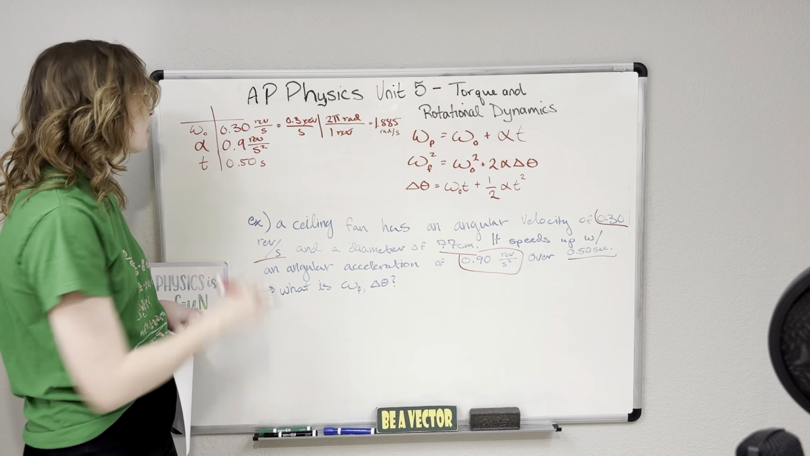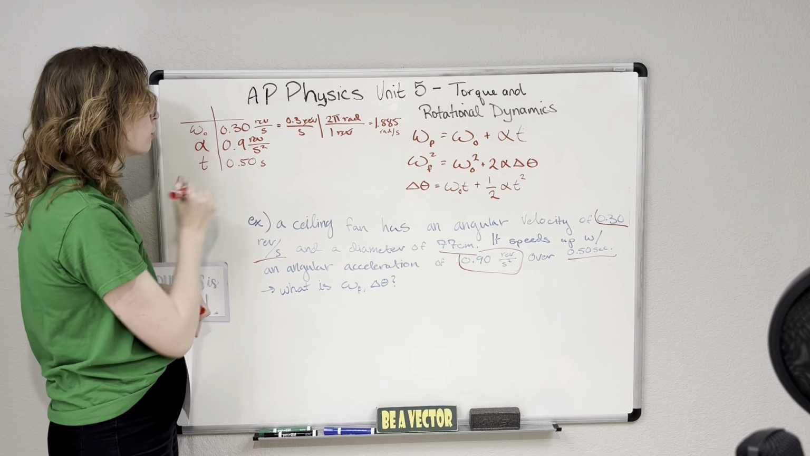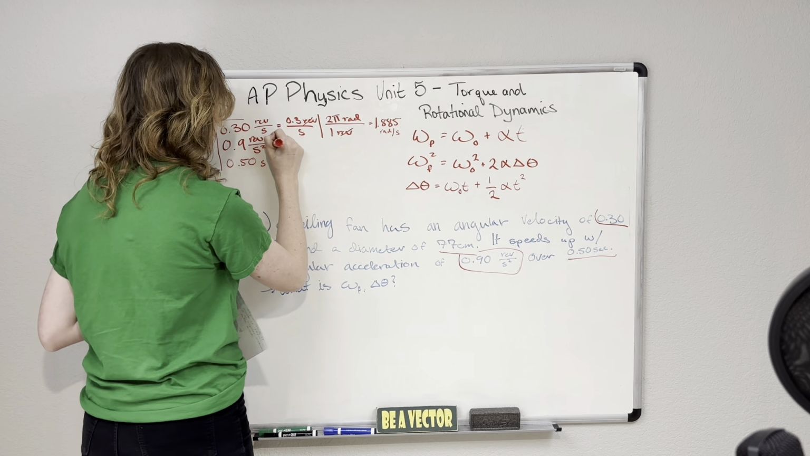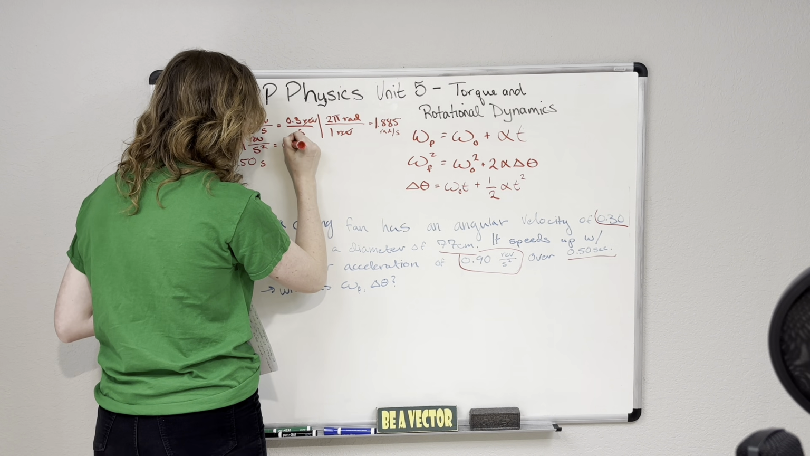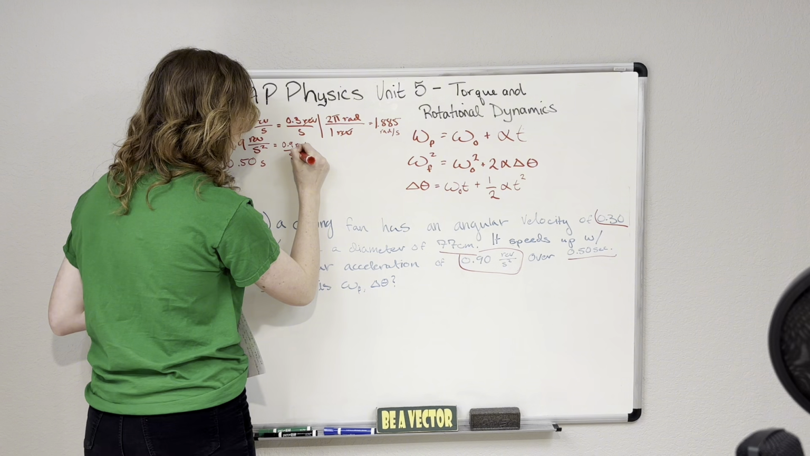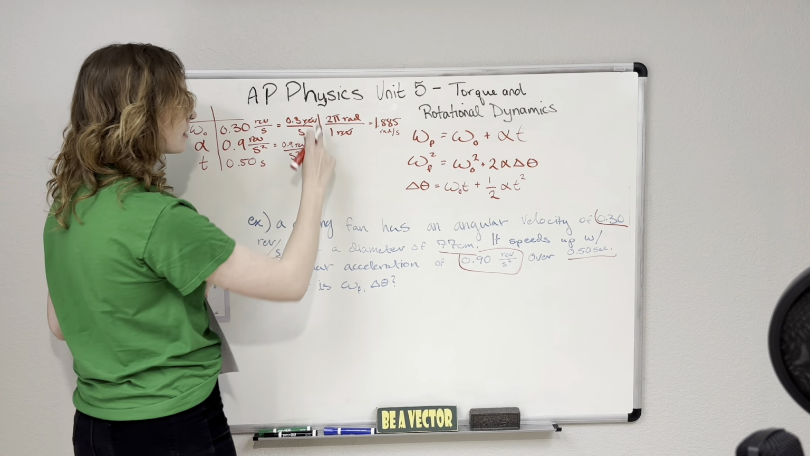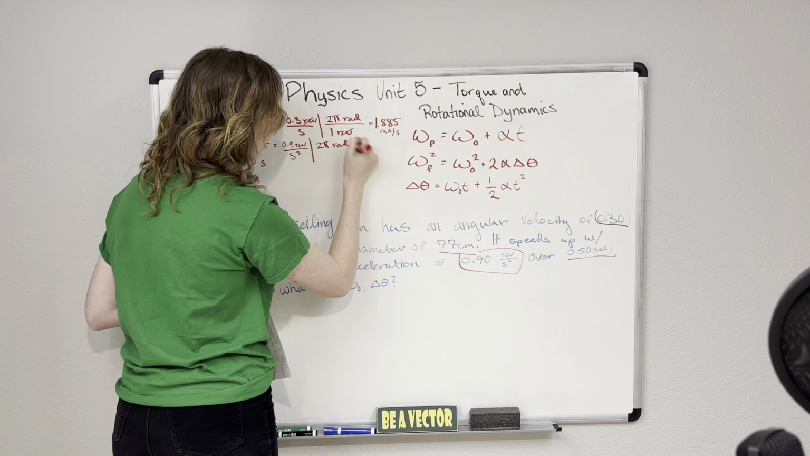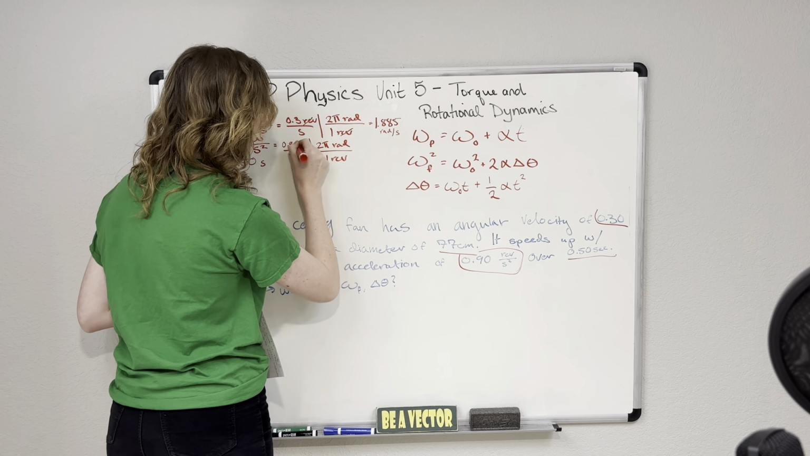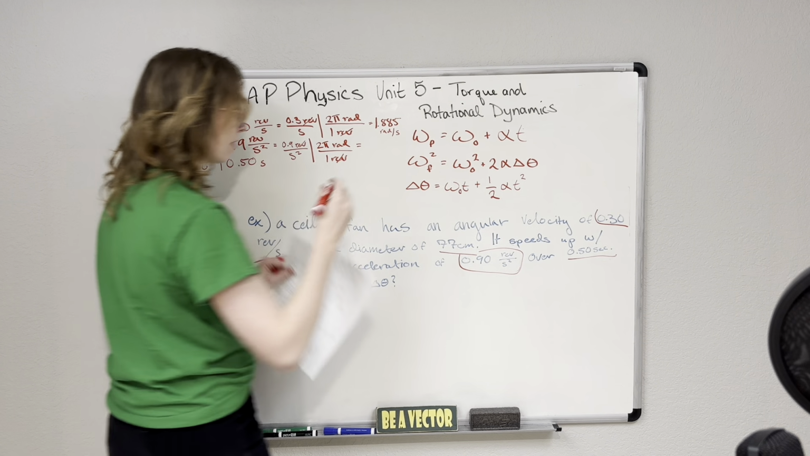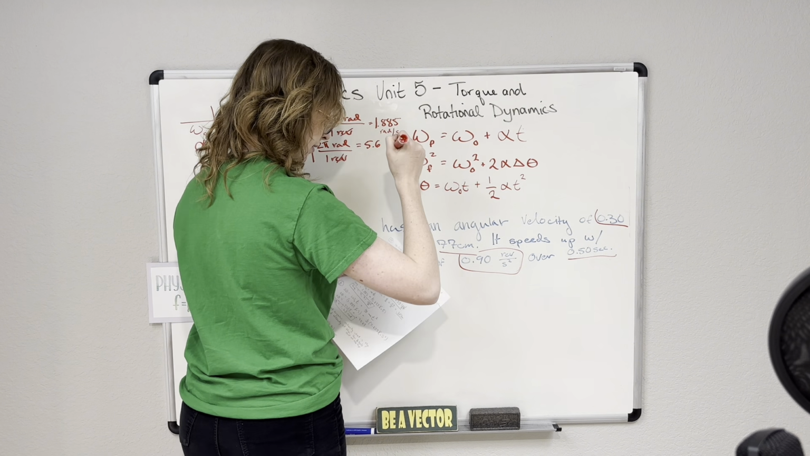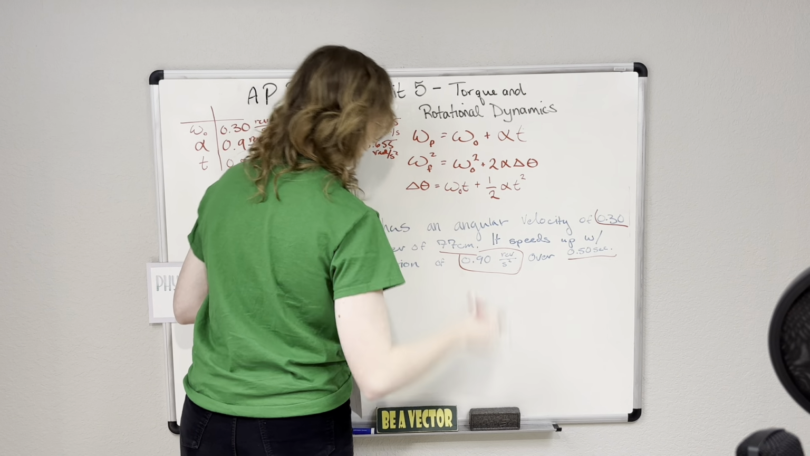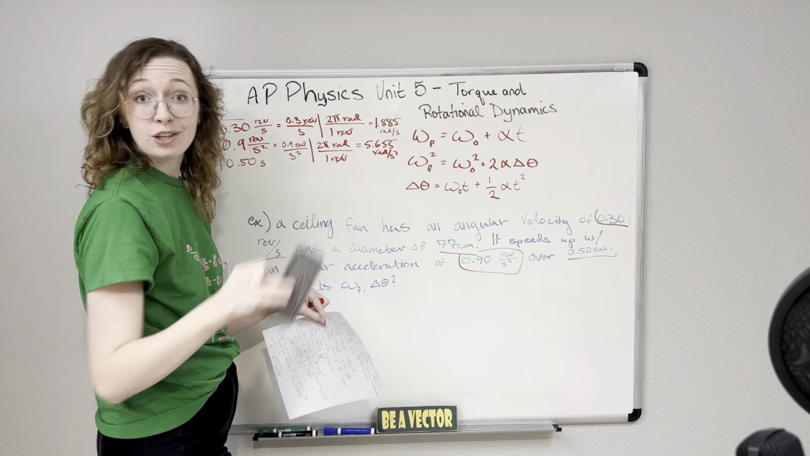Also, our angular acceleration is 0.9 revolutions per second squared. I need that to have units of radians per second squared. So 0.9 revolutions per second squared. I'm going to do my little train tracks. It's going to be the same conversion, so times 2 pi divided by 1. There are 2 pi radians per 1 revolution. My revolutions cancel, and I am left with 5.655 radians per second squared.